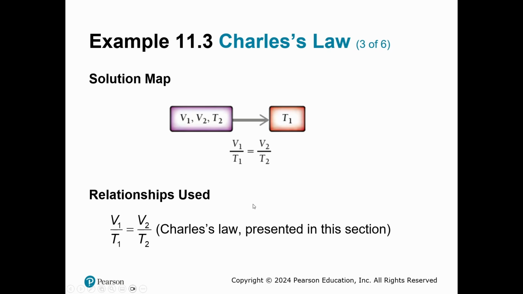It would also be okay to say T1 over V1 equals T2 over V2, just reciprocating or taking the inverse of this equation. If you were solving for T, you might want to do that. If you're solving for V, you would want to use it in the format that it is currently.